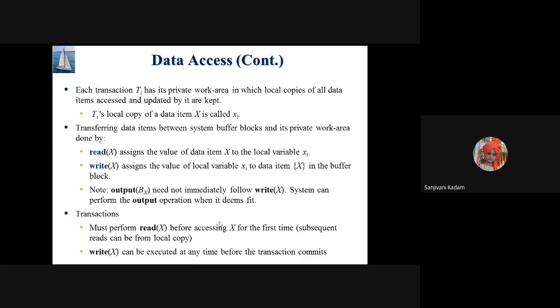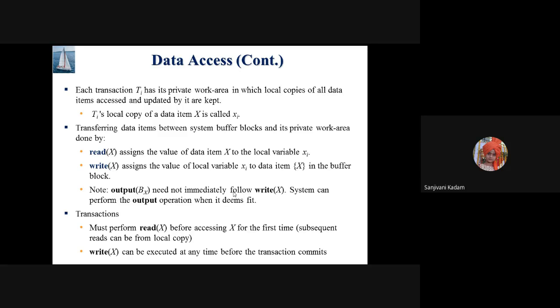So, okay, the same contents are explained in the slide. Each transaction Ti has its private work area, in which local copies of all data items accessed and updated by it are kept. So a transaction may be using data items A, B, C or D, E, F. Any number of items can be used by a transaction.